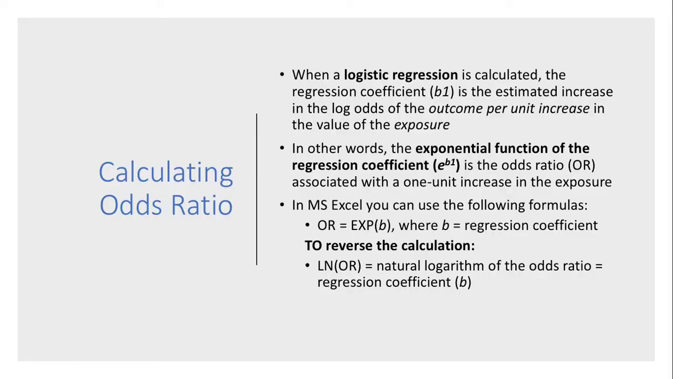And this is what I mentioned just a few minutes ago: when they calculate a logistic regression, it's an estimated increase in the log odds of an outcome per unit increase in the value of the exposure. Essentially you're taking the exponential function of the regression coefficient and calculating the odds ratio. You could do this in Microsoft Excel, calculate the odds ratios, and then you can go back and reverse it.